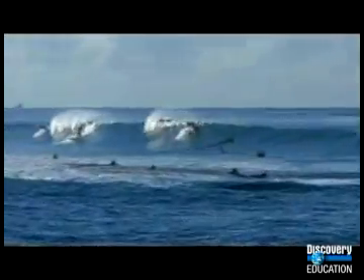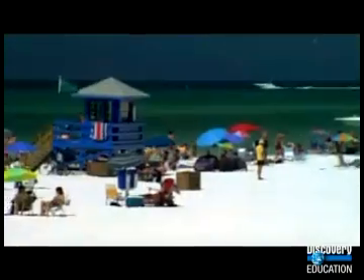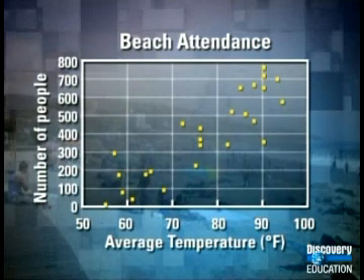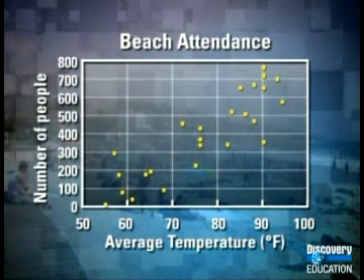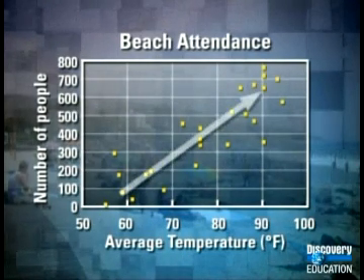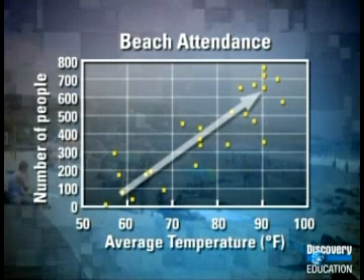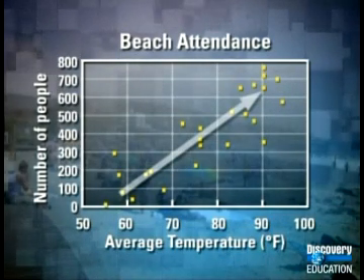Ah, the sounds of the beach. Good weather can help make a day on the sand perfect. This scatter plot shows a correlation between two variables, air temperature and the number of beachgoers. As you can see, there appears to be a positive correlation. As the temperature increases, so does the number of beachgoers.